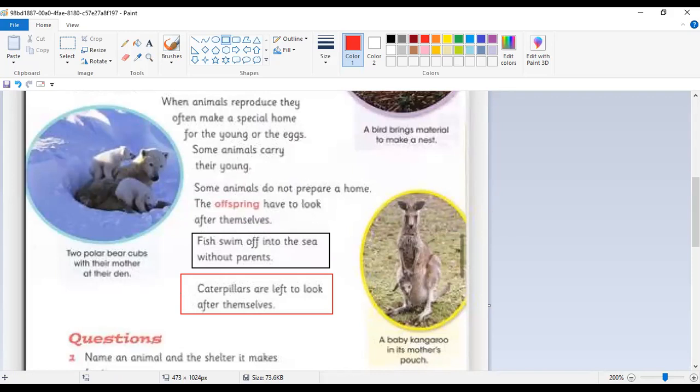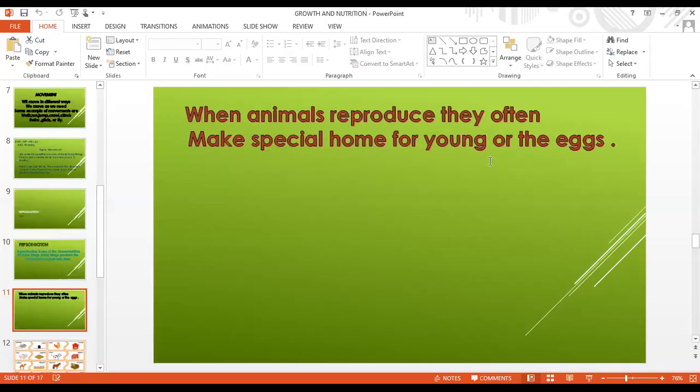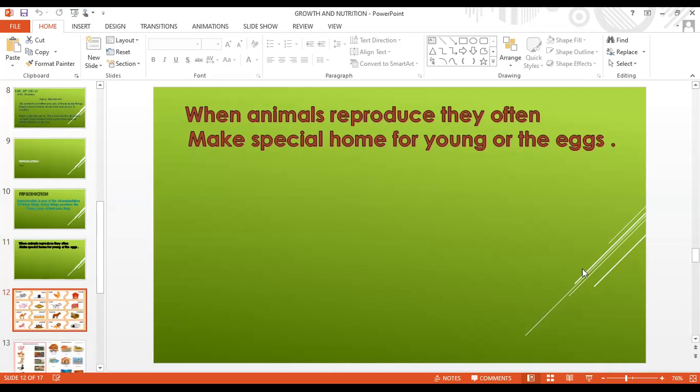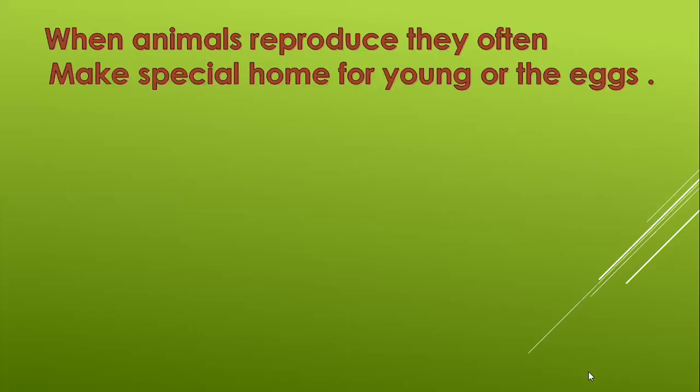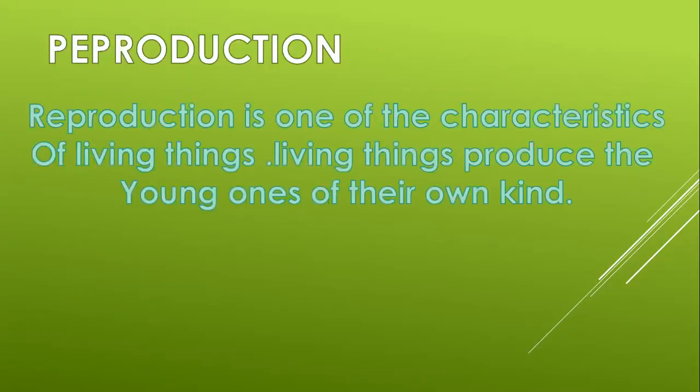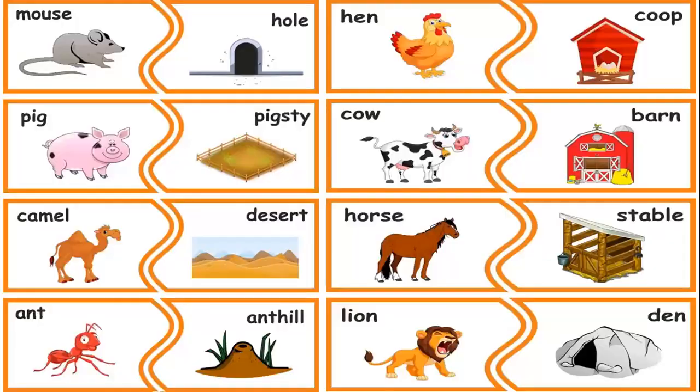Let's see here. Please look at the screen carefully. When animals reproduce, they often make special homes for the young or the eggs. Now, if you remember, some animals do not take care of their babies. They just leave their babies like this. So the first example here is what? Look at the mouse. Look at the house of a mouse.